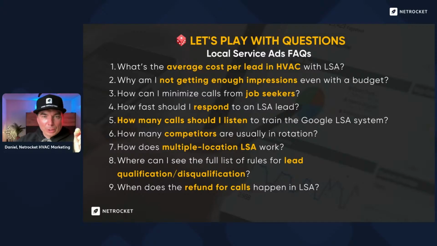We have 9 more Q&As, and I have more bonuses in the end, how to see what your competitors are doing. So what is the average cost per lead in HVAC with the LSA? I would say that for the service jobs, that would be somewhere between $40, $50, $60 per lead. And for the installation jobs, that would be more than 100, 120, 130, 150. Depends again on the competition in your area.